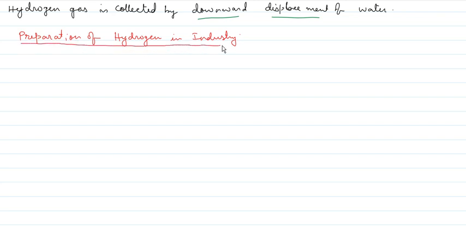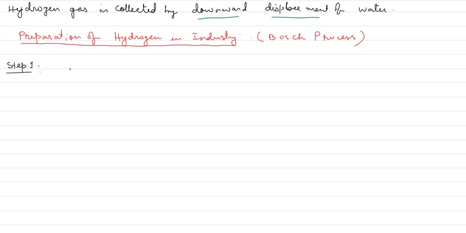Okay, so in industry it is prepared by a process called the Bosch process. This process is generally used in industry. So we will understand now the Bosch process, that is the process of preparation of hydrogen in industry. For this it is divided into several steps. So first we will understand the first step. In step 1 what happens?